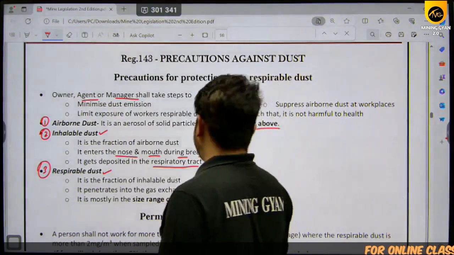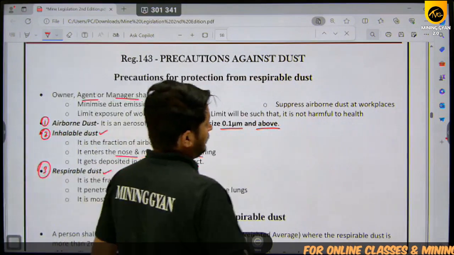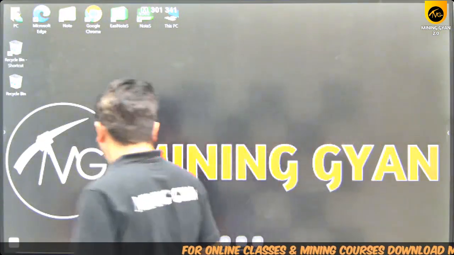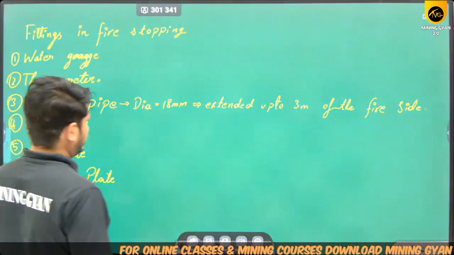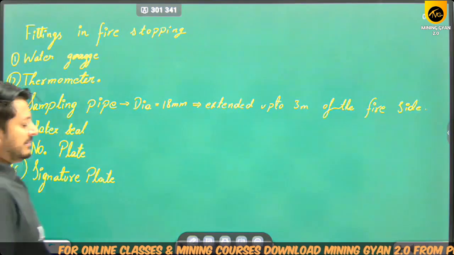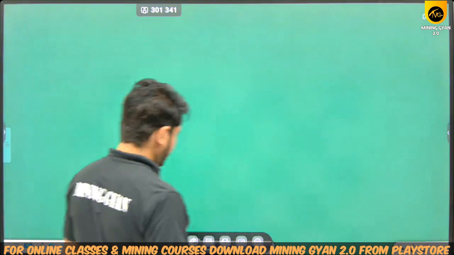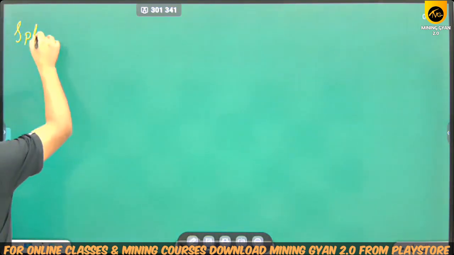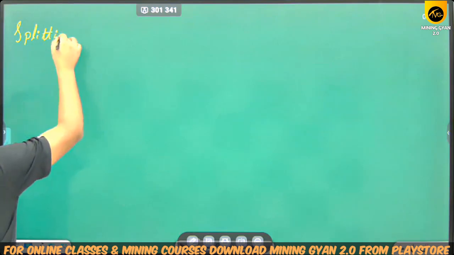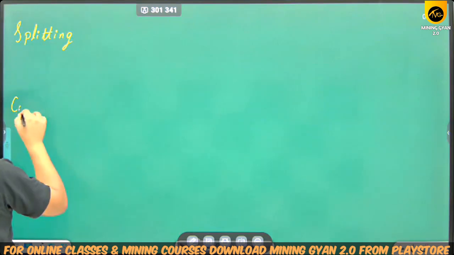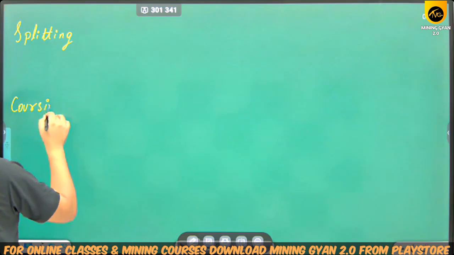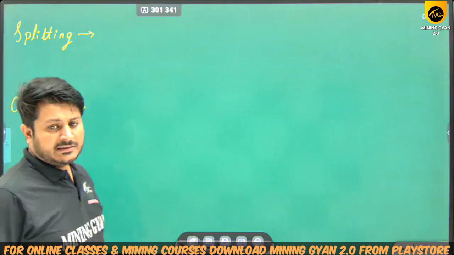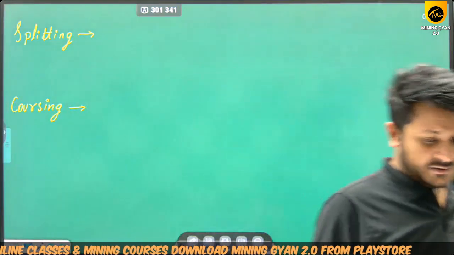So what do you mean by splitting and coursing? Does anyone know about splitting? What is the basic difference between splitting and coursing?